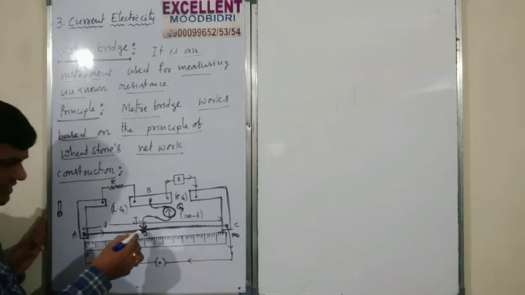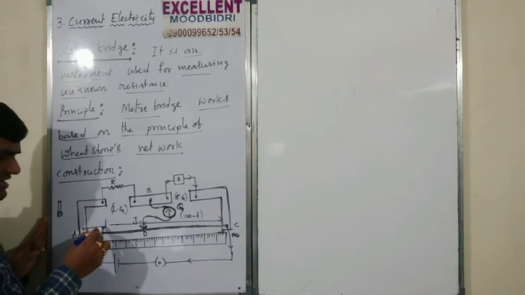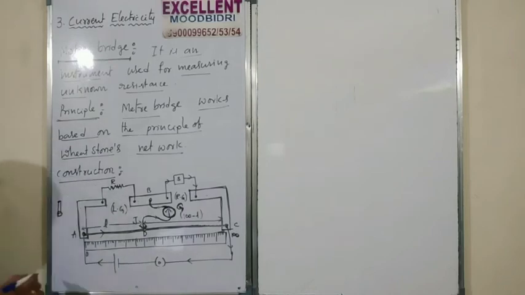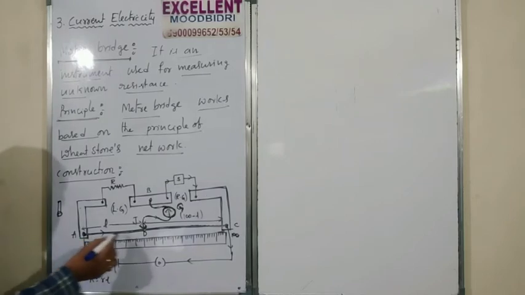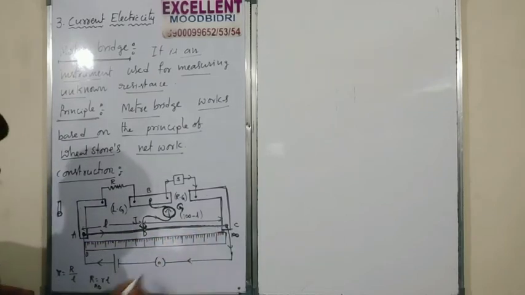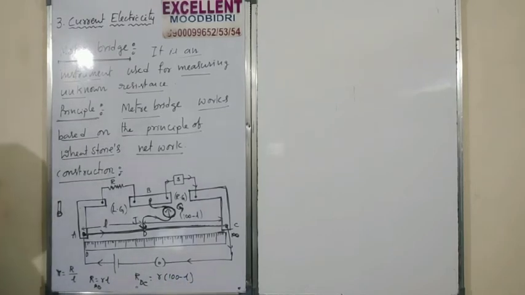From A to D, where the null deflection happens, we consider the length L centimeters. Let small r be the resistance per unit length. So the resistance of AD is r into L. The remaining length from D to C has resistance small r into (100 minus L). Okay, right.